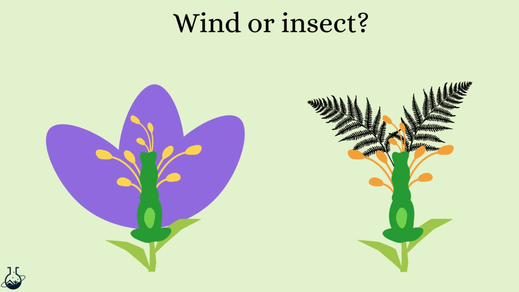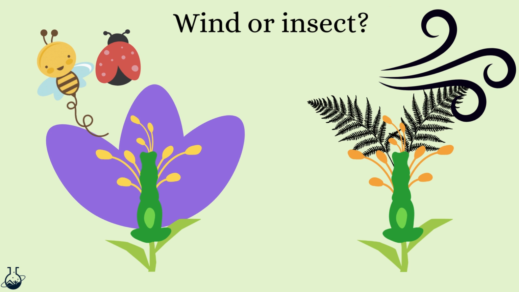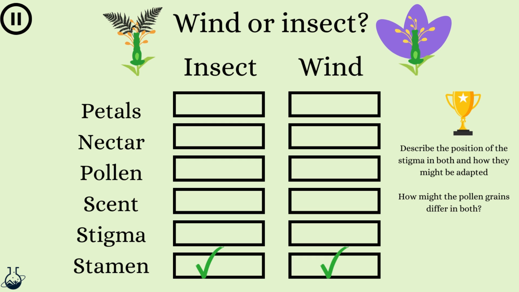Pollination may happen by wind or insects. Take a look at these two plants here. One is adapted to attract insects, which can then pick up pollen and take it elsewhere, and another is adapted for wind to take away pollen or receive it. Pause the video here and complete the table by ticking the structures you think wind and insect pollinated plants have. An example has been started for you. If you finish, try the challenge.